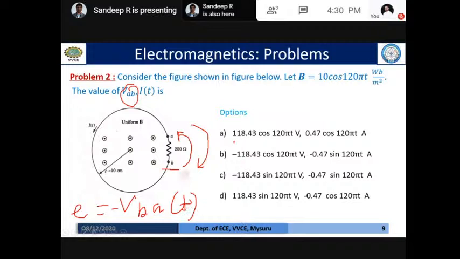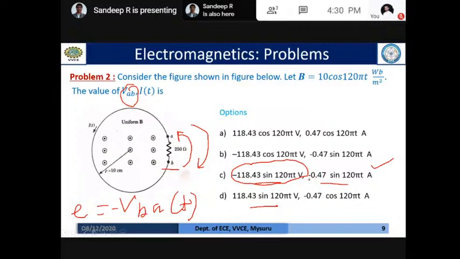So even though we have got 118.43 sine of 120 pi t, since in the question it is asked VAB instead of VBA, you have to take the negative sign. So this option is the answer. Since you have sine here and this is also sine, but this is positive, directly you can choose option C as the answer instead of calculating current I also, because this is the only option where we get the value of voltage as minus 118.43 sine of 120 pi t.